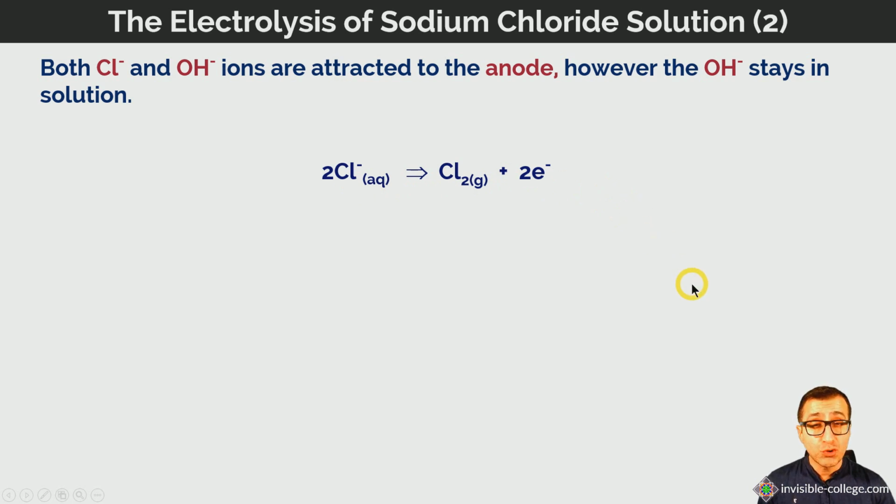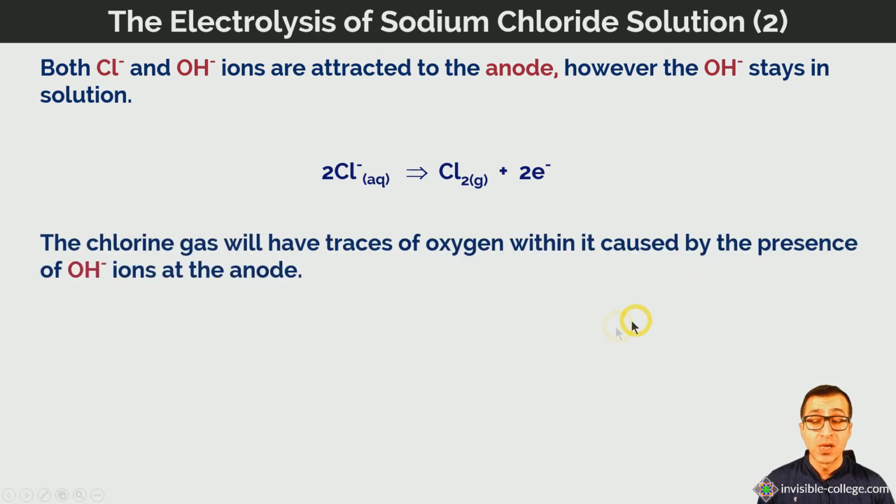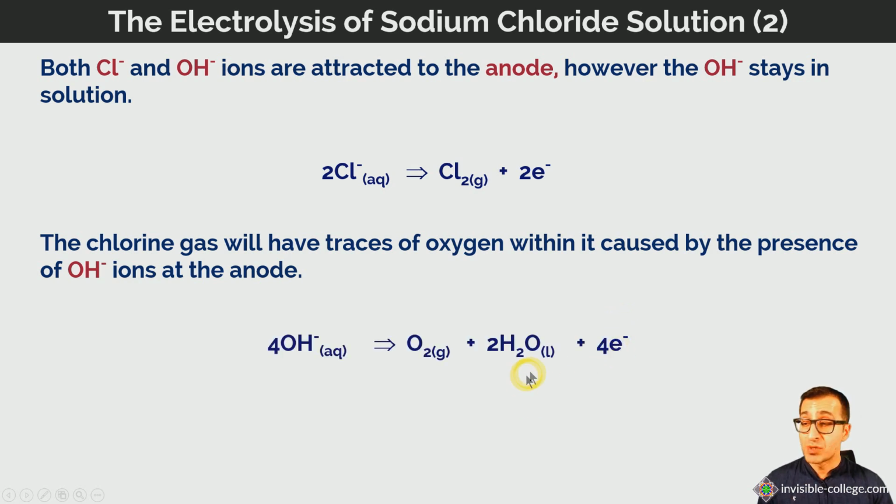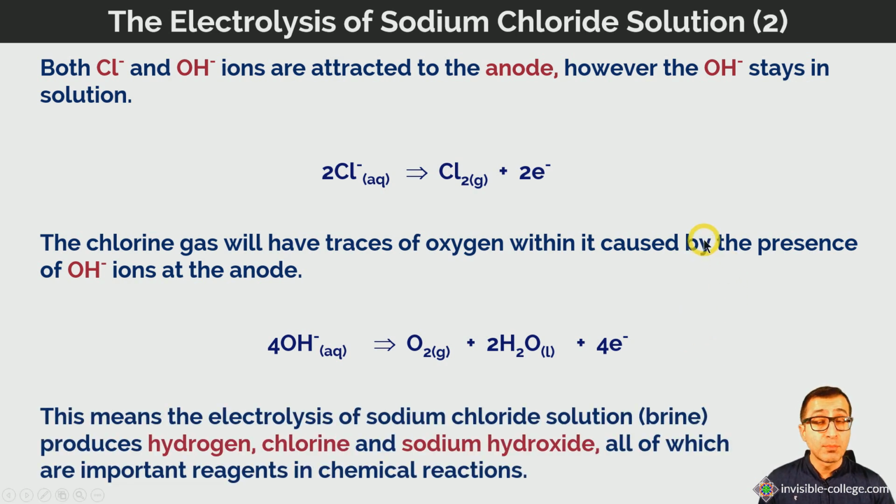The chlorine gas will have traces of oxygen within it, which is caused by the presence of hydroxide ions at the anode. So some of those hydroxide ions, a very small amount of them, will react at the anode to form oxygen gas and also water molecules, and they will submit their electrons into the circuit. So this means that the electrolysis of sodium chloride solution, or brine, produces hydrogen gas, chlorine gas, and leaves behind a sodium hydroxide solution. Now, all of these are important chemicals which are used in a number of different chemical reactions and are very useful in industry.